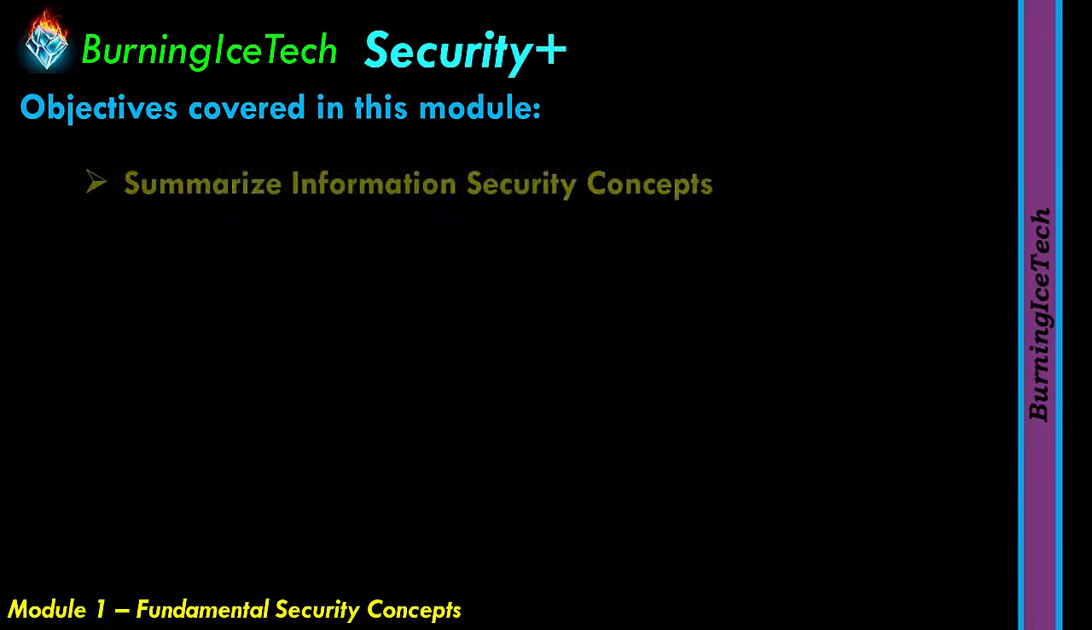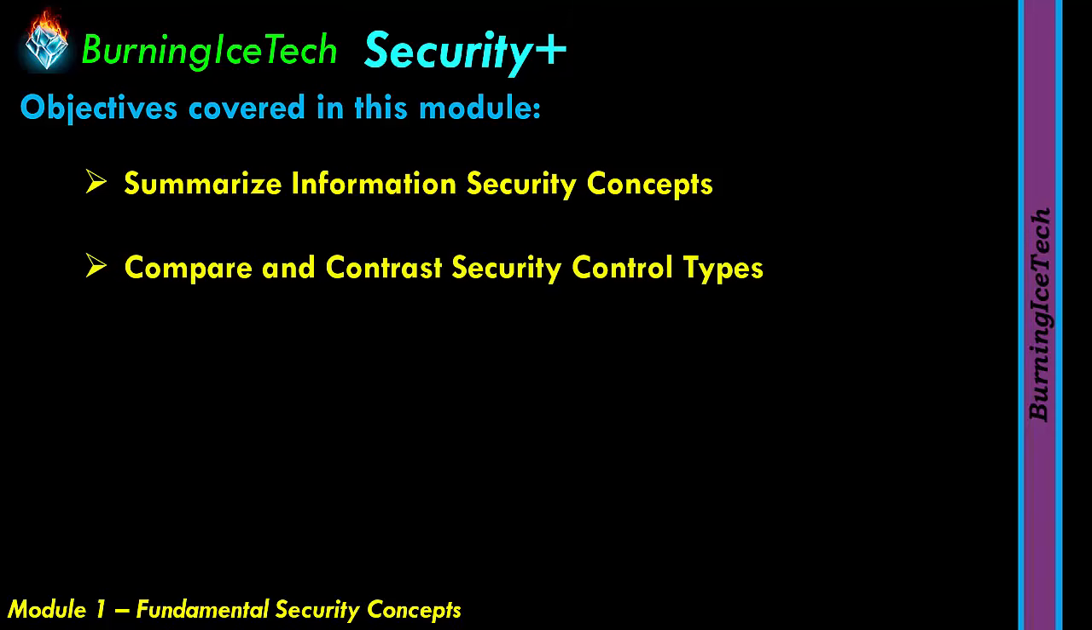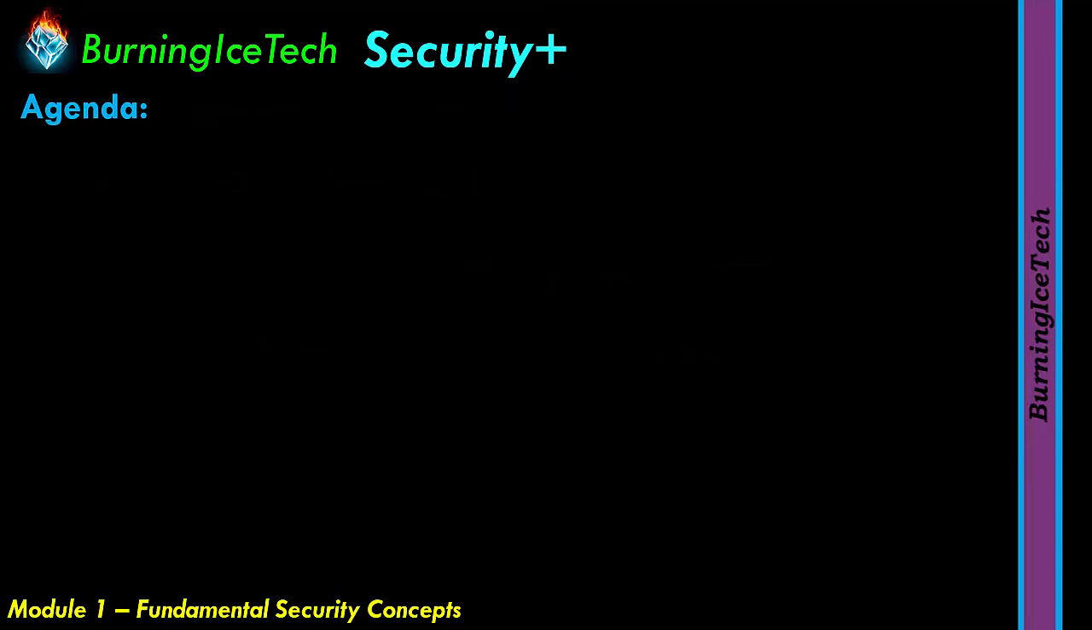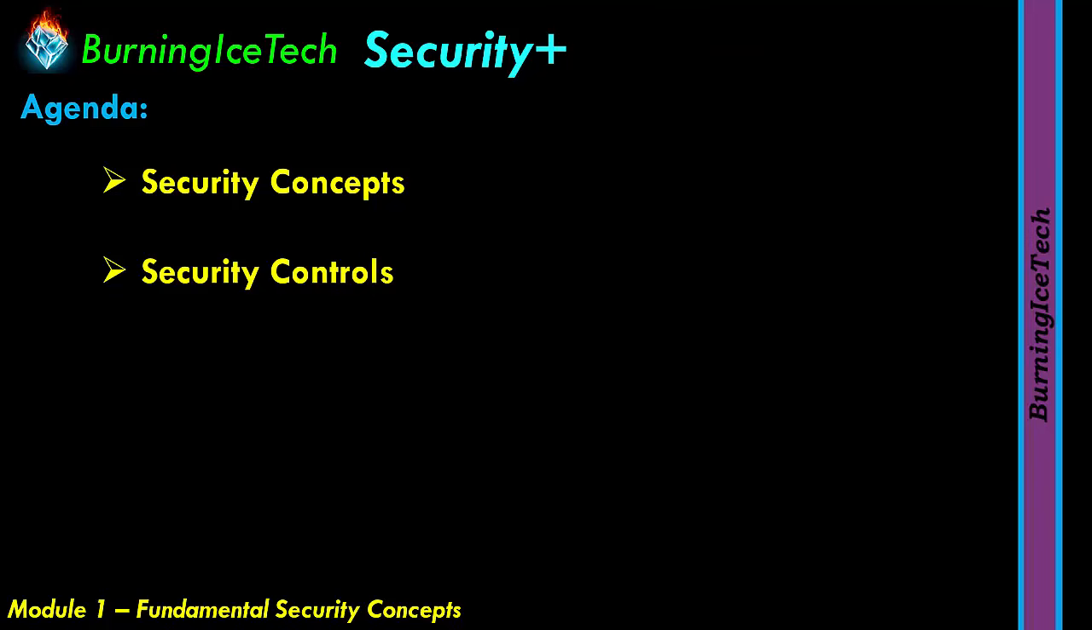The first one is summarize information security concepts. The second objective is compare and contrast security control types. And the third and last objective in this module will be describe security roles and responsibilities. So by the end of this module, we would have covered all 3 of those objectives. As for the agenda, there are 2 main sections in this module. The first is security concepts, which we'll dive into in just a few moments. The second main section is security controls.